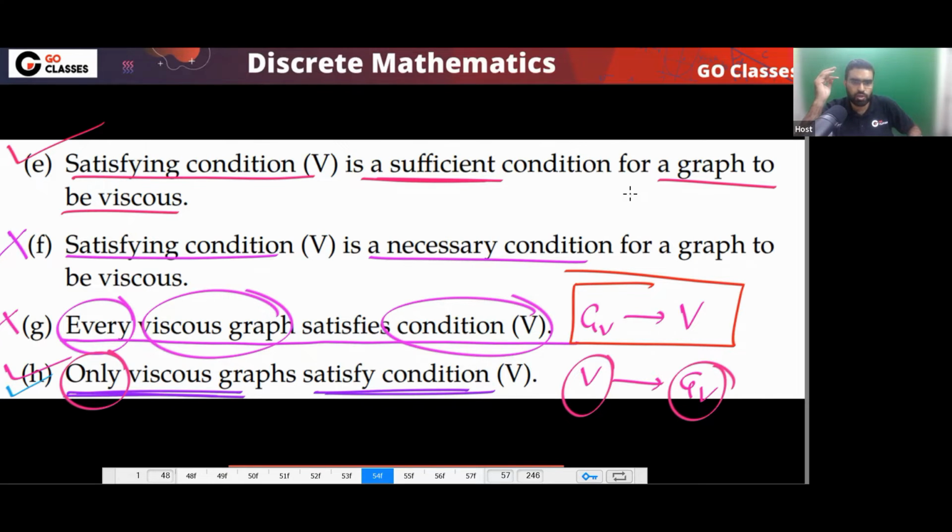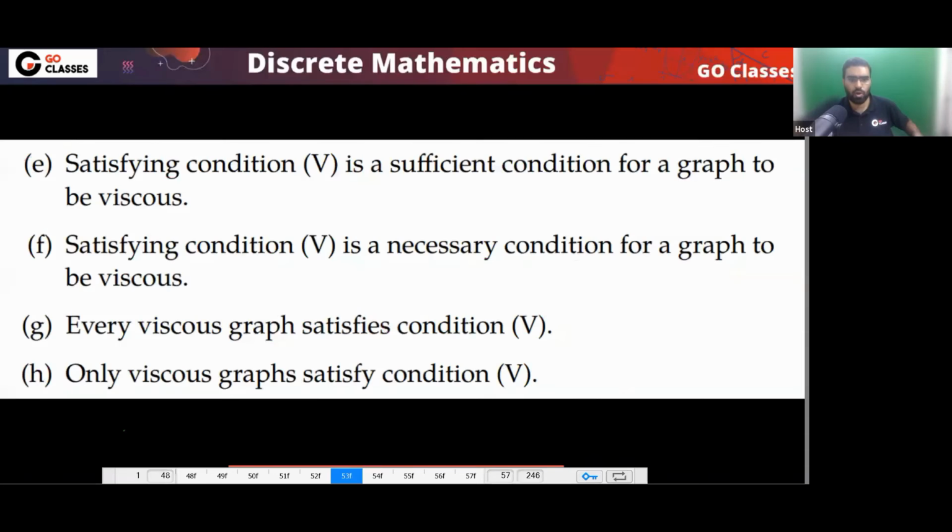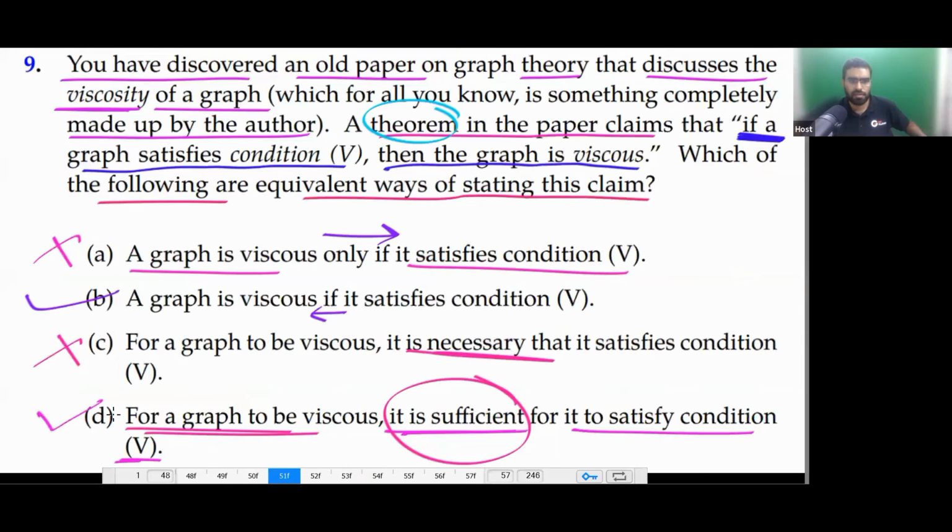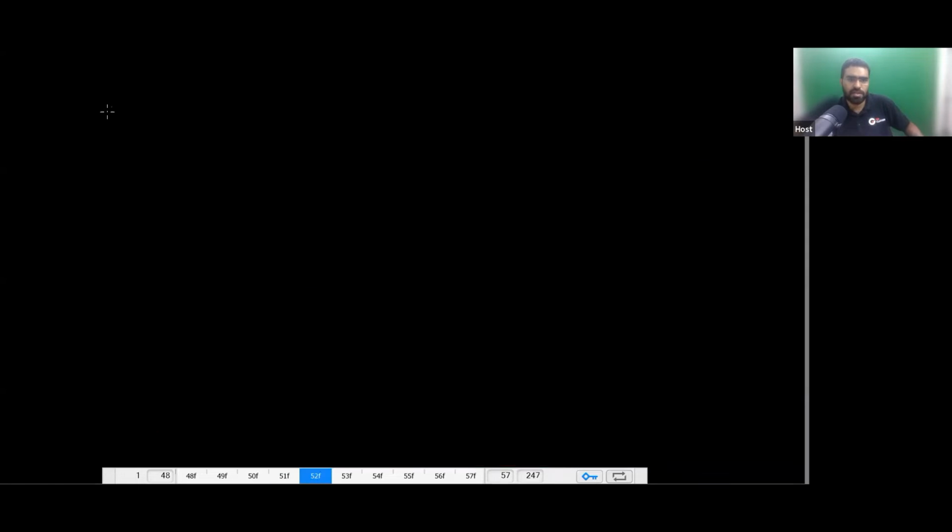Which point? Swapnil, please tell me. Okay, please repeat option A once. Option A. See, this we have already seen. Tell me what this means.